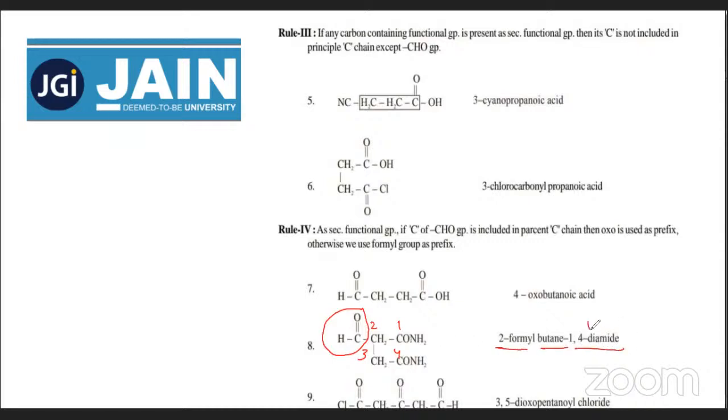Because again we had "di" here, we are using E. Next, ClCO with an aldehyde again: 3-dioxo pentanoyl chloride.